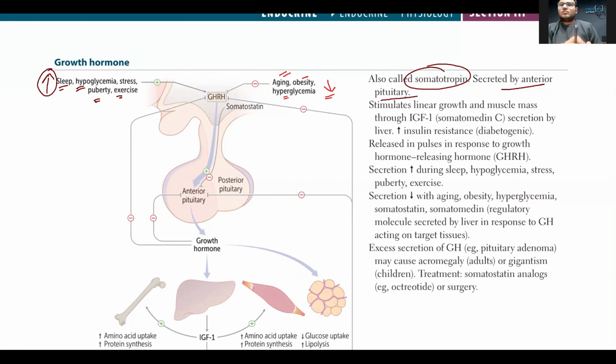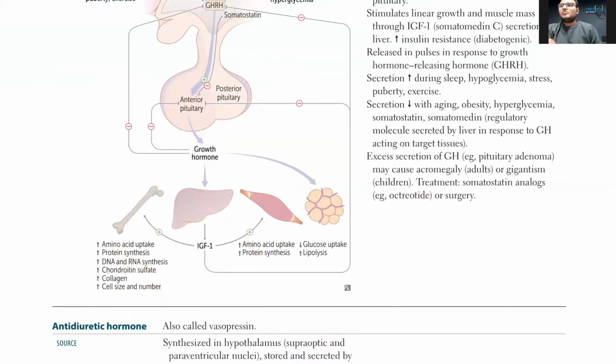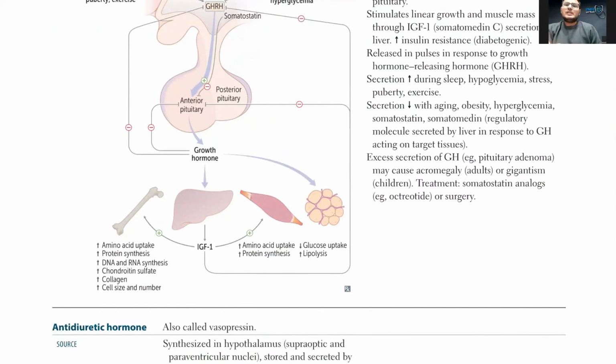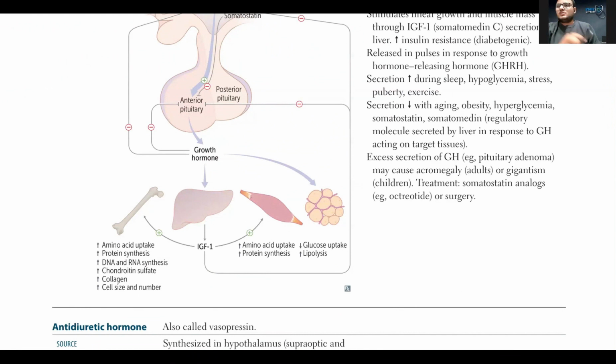Okay, what is the regulation? It is regulated by the growth hormone releasing hormone. Growth hormone releasing hormone is coming from the hypothalamus. This is from the hypothalamus. And this will go and act on the anterior pituitary. And this growth hormone releasing hormone will increase growth hormone. Growth hormone has action on different organ systems. Growth hormone is very important for linear growth as well as muscle growth.